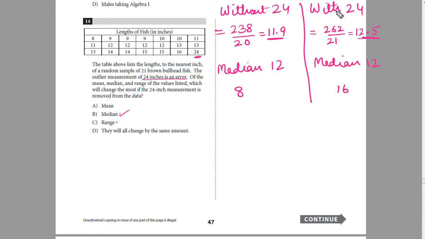So you can see, if we add 24 into the data, there is a huge difference in the range. There is no difference in the median, and there is a minute difference in the mean, only 0.6, but there's a difference of 8 in the range. So the range will show the maximum difference. So the correct option is option C.